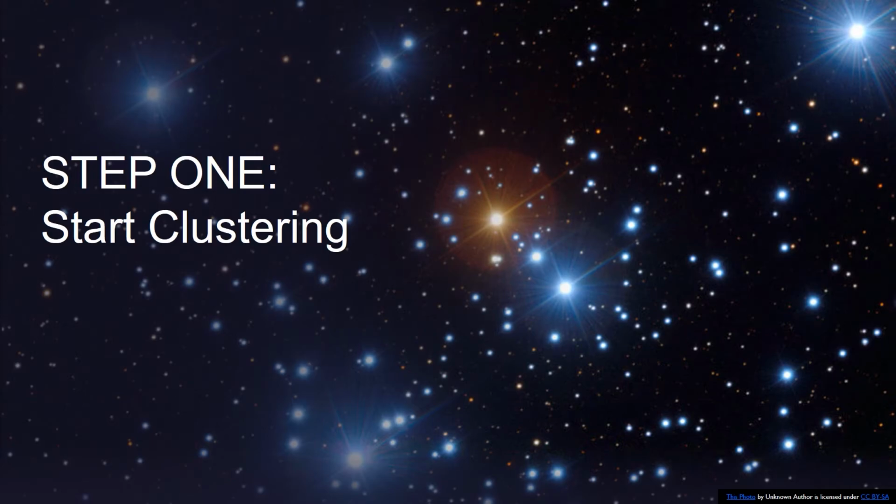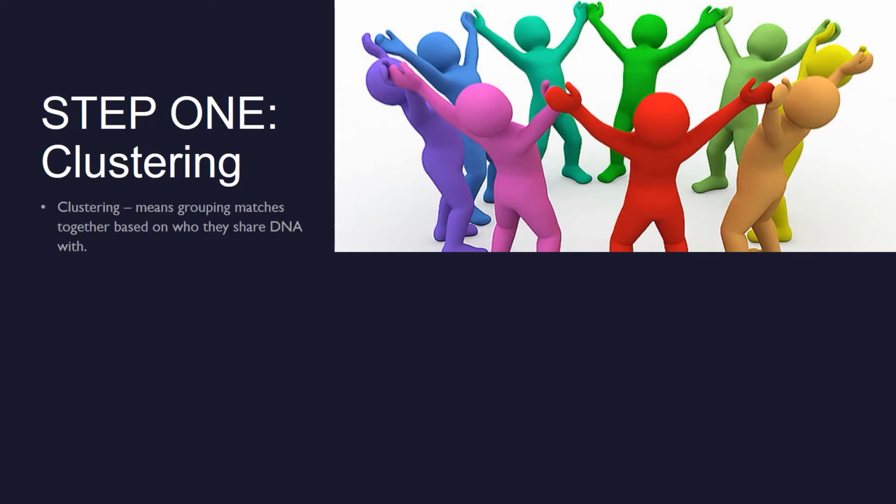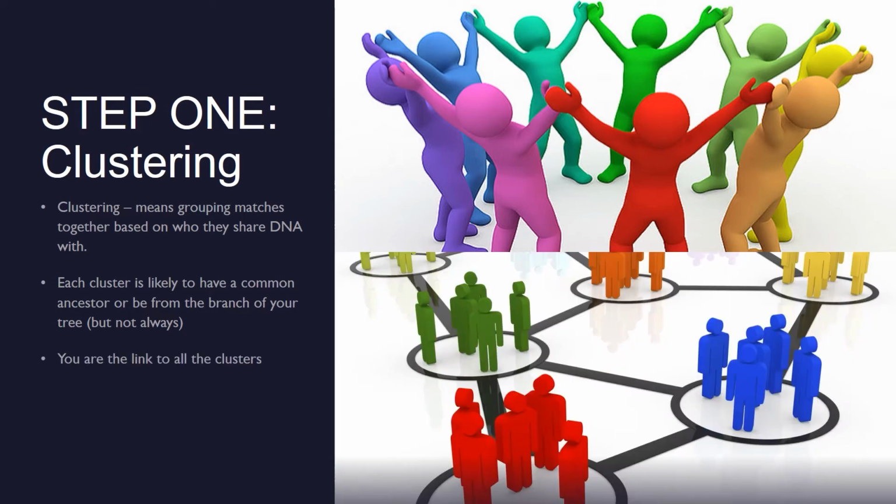Well, first of all, it means bringing together and grouping together all the matches within our list, depending on who shares DNA with who. Each cluster is likely to have a common ancestor. So if we get a group of matches who all share DNA together, it's likely they have the same common ancestor, and it's likely that it's going to be from the same branch and the same common ancestor in our tree. Not always, but likely. We're actually the link to all these clusters. So everybody is linked together based on us because they all match us.